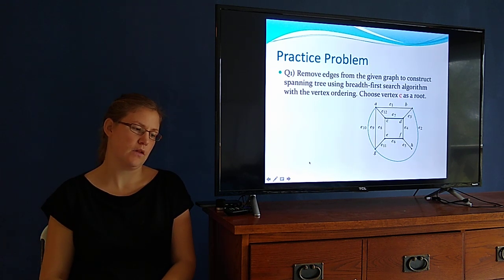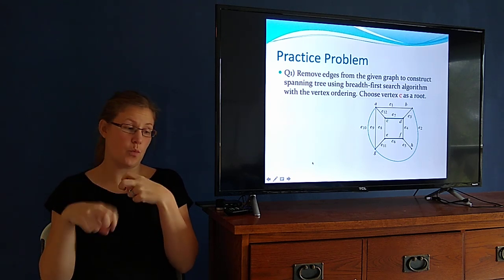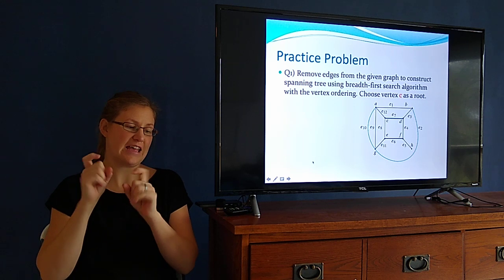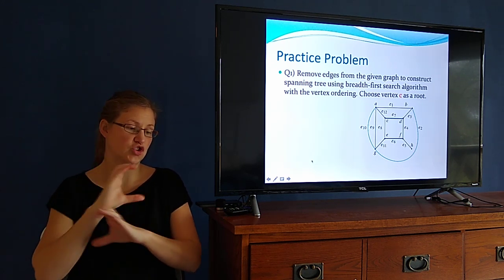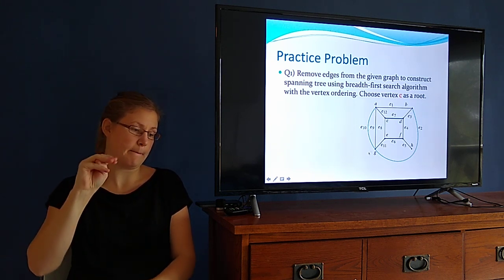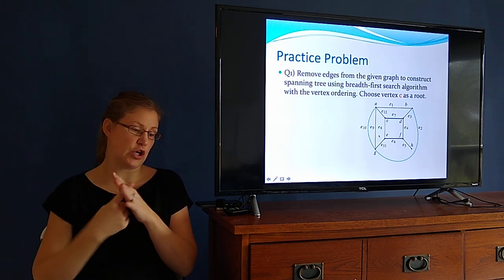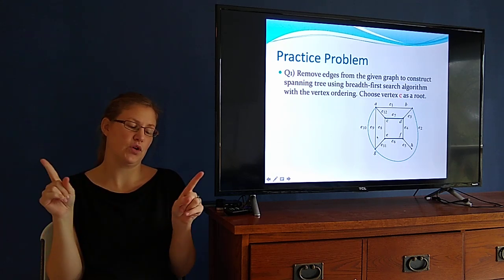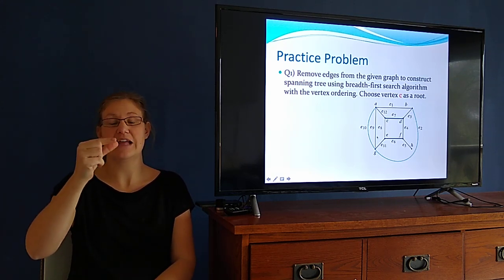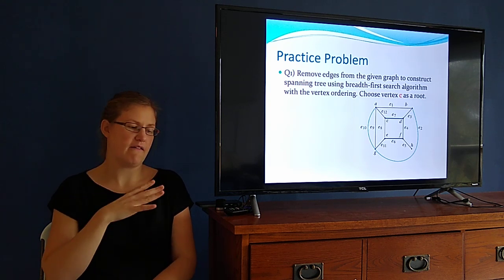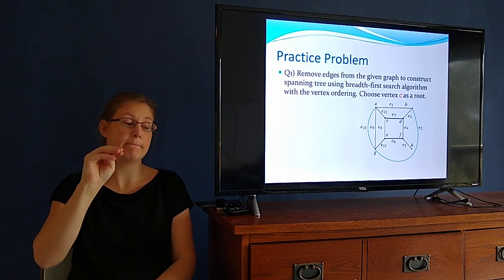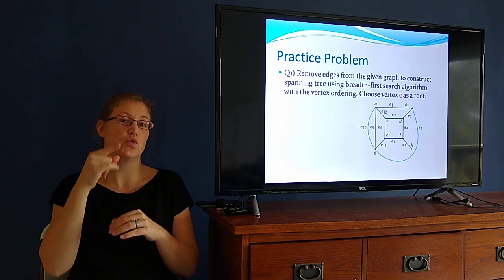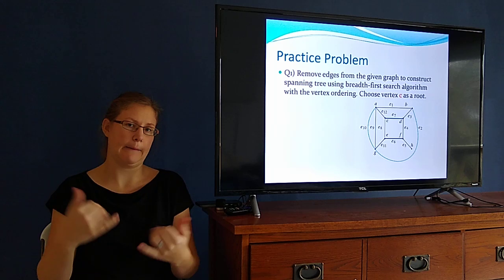And also there is another practice problem. Remove edges from the given graph to construct a spanning tree using the breadth first search algorithm with a vertex ordering. Choose vertex C to start, and maybe each of you will have a different spanning tree, the edges especially, but that's fine since you are following the algorithm. And again, you can get extra credit if you submit your solution before the end of the day.